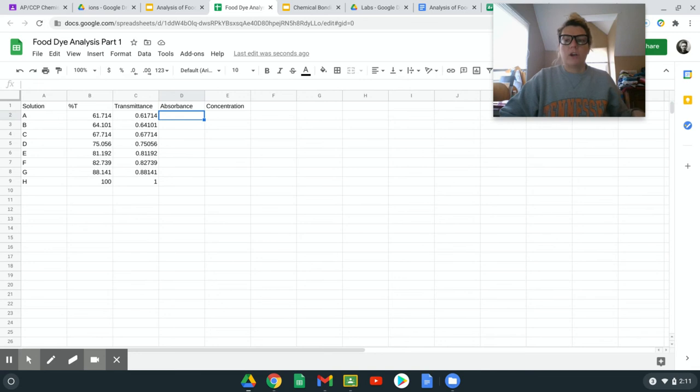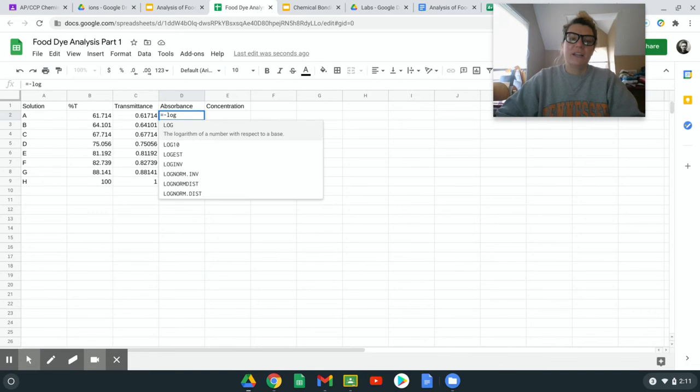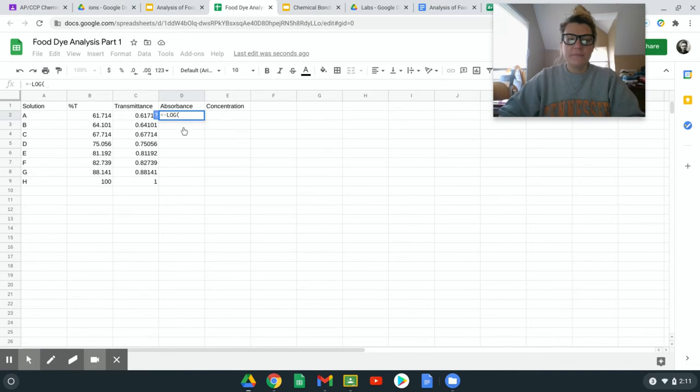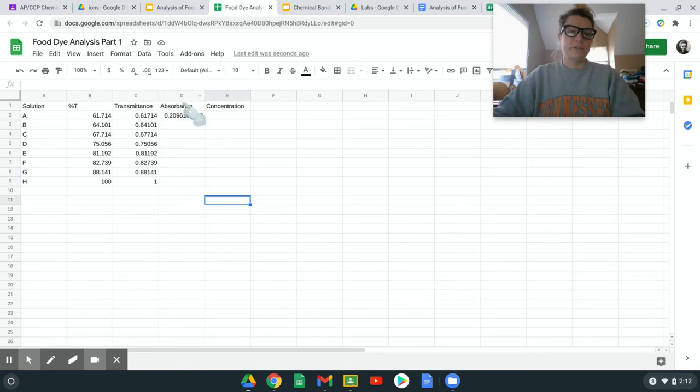Okay, now to figure out absorbance, we're going to negative log the transmittance because they're inversely logarithmically related. So we're going to go equals negative log, and I just type log and it brings it up for me. Then I'm going to click on my transmittance and hit enter. And then I'm going to do the same thing, pull it down so that I have the absorbance for every single sample. There we go.